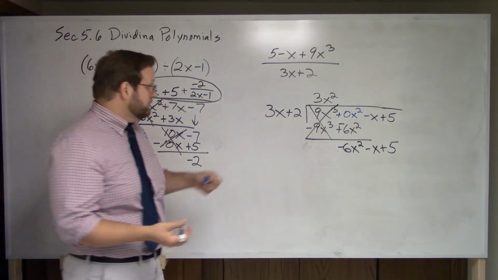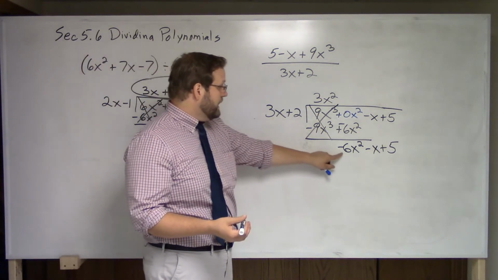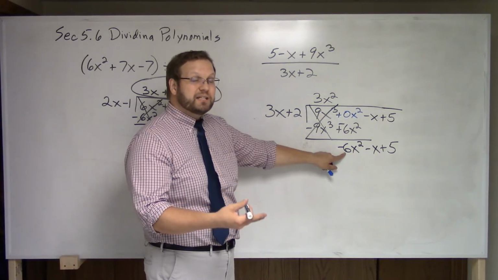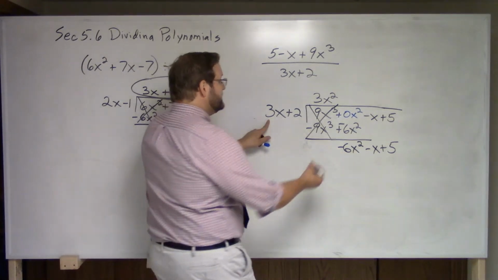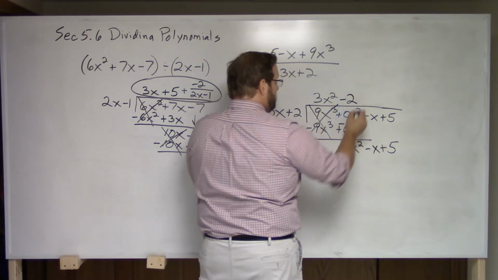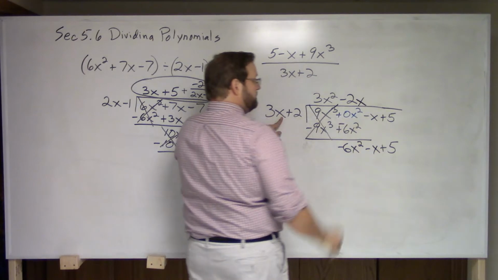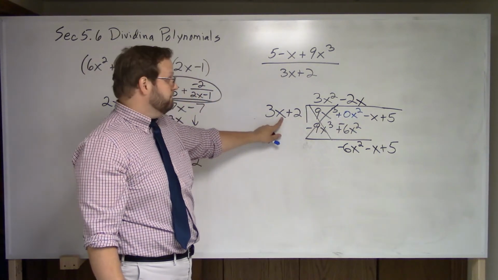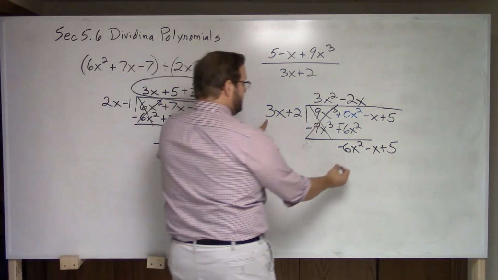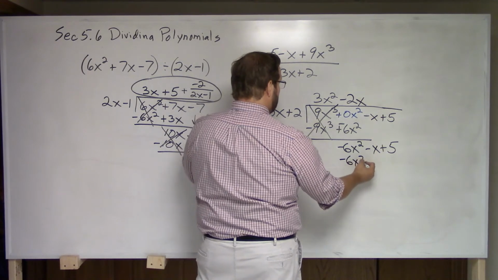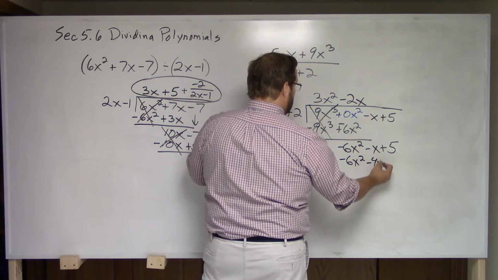Now I do it again. What do I want a 3x to be? I want it to be a negative 6x squared. So 3 times negative 2 gives me the negative 6. I have an x, I need another x. Okay? And then I distribute. So I have negative 6x squared minus 4x.